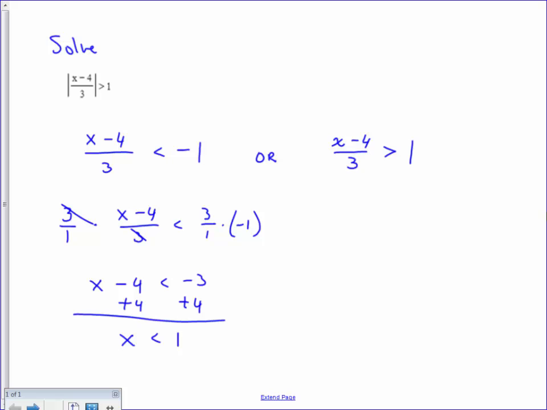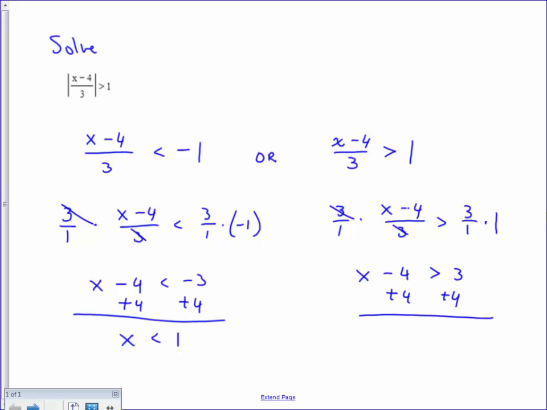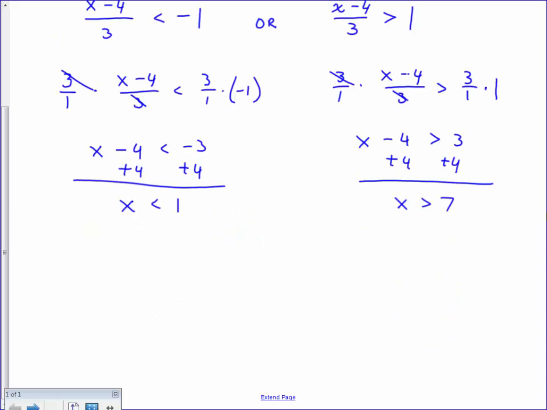Do the same thing with the other inequality. The LCD would still be 3, so I'd multiply by 3/1. The 3's would cancel. I'd be left with x minus 4 is greater than 3. Add over the 4, and in this case we get x is greater than 7. Okay? Notice that we have x being less than 1 and x being greater than 7.